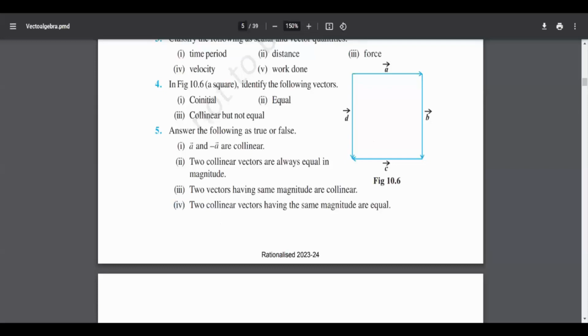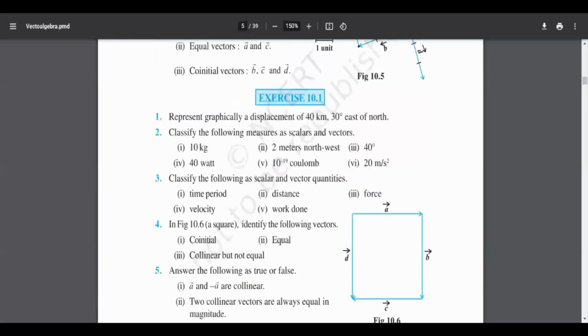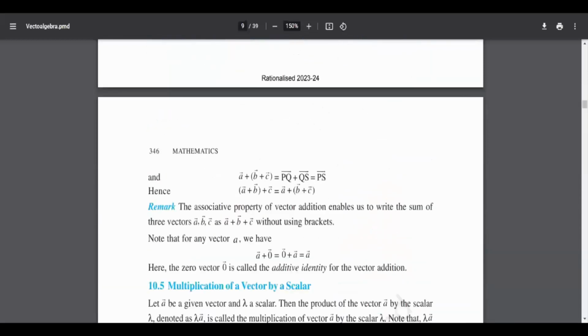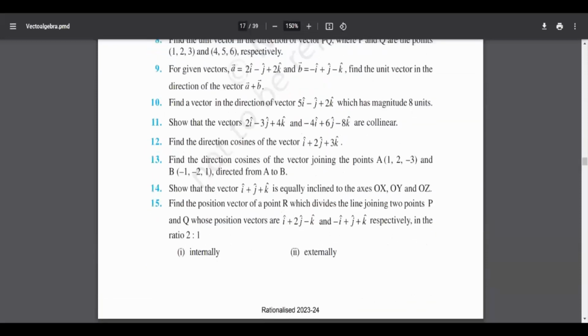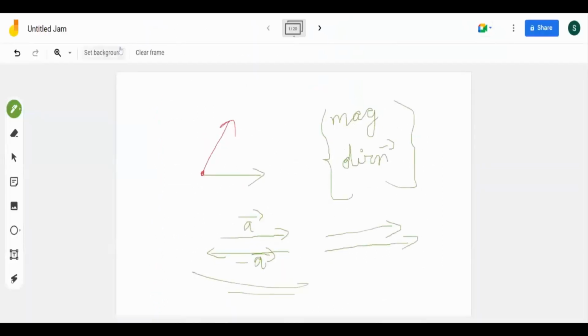Okay, as we can see, this was a theory exercise, exercise 10.1. So let us move to exercise 10.2 and know more about vectors. Let us now calculate with vectors. So this is our exercise 10.2. To start, compute the magnitude of the vectors. So what is the magnitude?